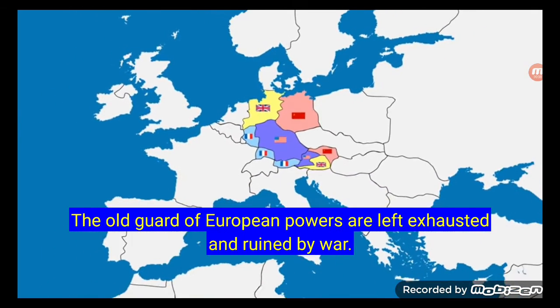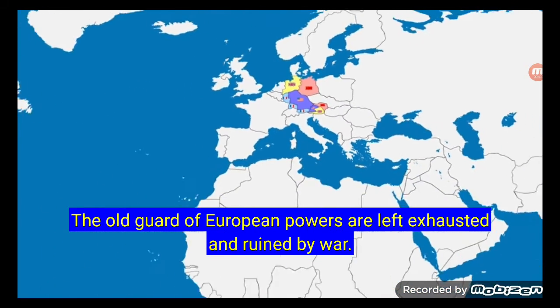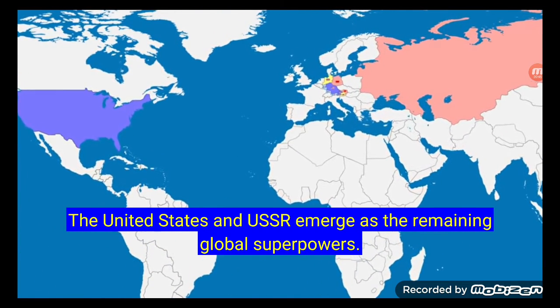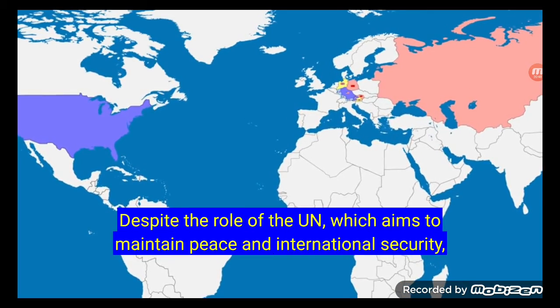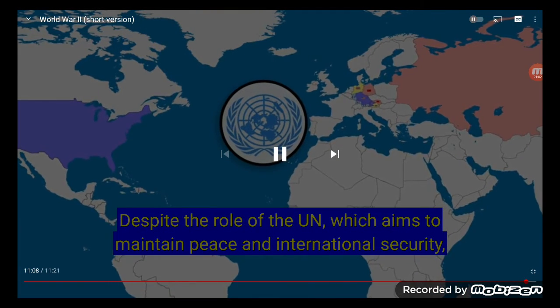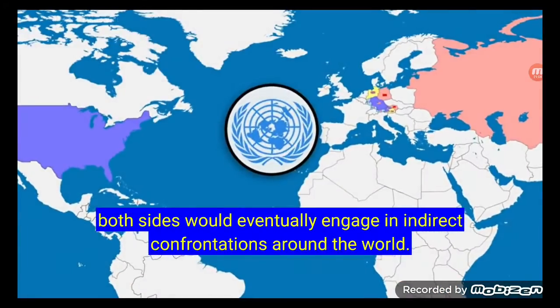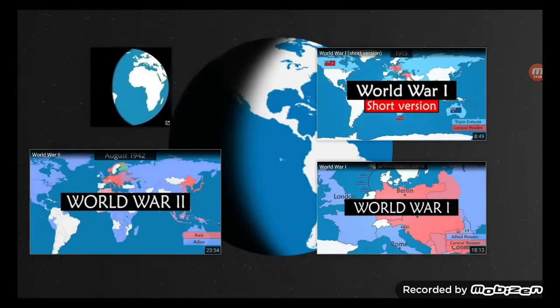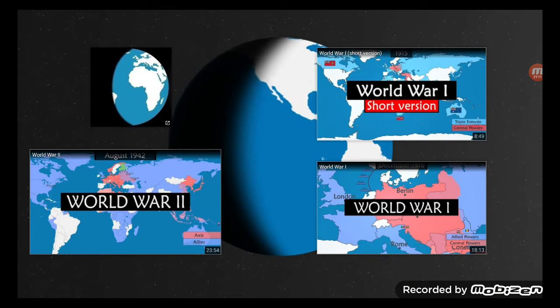The old guard of European powers are left exhausted and ruined by war. The United States and USSR emerge as the remaining global superpowers. Despite the role of the UN, which aims to maintain peace and international security, both sides would eventually engage in indirect confrontations around the world. Now we only have our 2 superpowers. Make sure you see this video tomorrow where we watch our Cold War and who wins. The end.